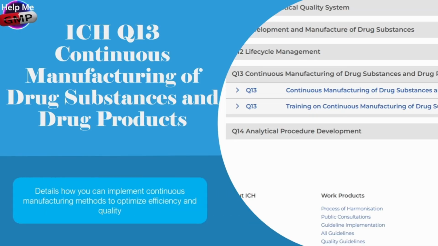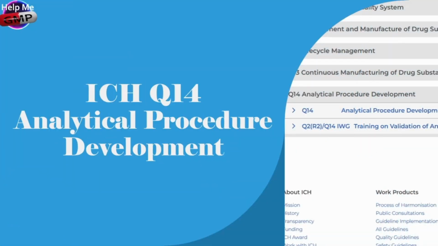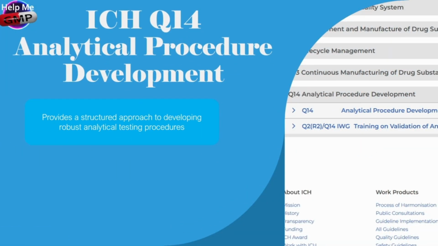details how you can implement continuous manufacturing methods to optimize efficiency and quality. Lastly, Q14, Analytical Procedure Development, provides a structured approach to developing robust analytical testing procedures, ensuring you have reliable, repeatable methods for quality control. Unsurprisingly, this links closely to Q2 regarding the method validation.